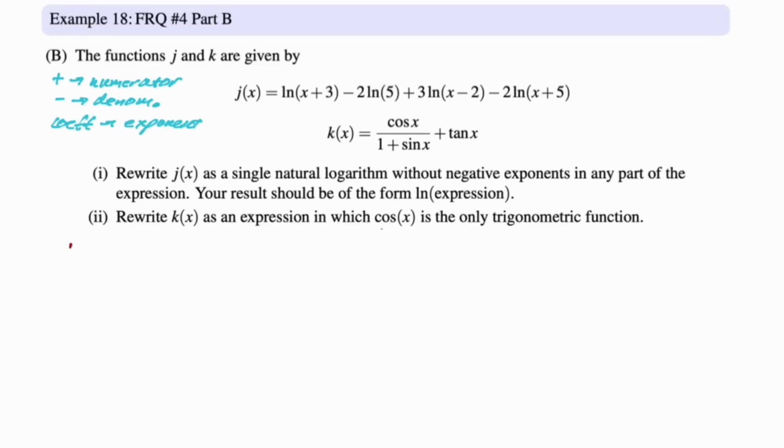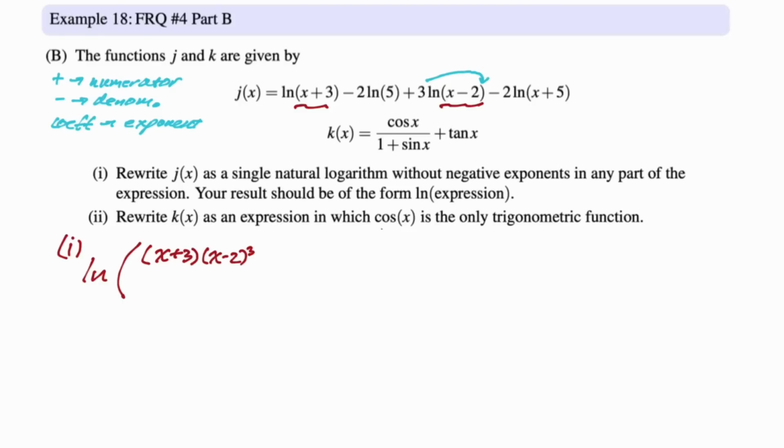So I usually start with one log and then a big parenthesis. Now I'm going to build my numerator. Anything that has a plus between them goes in, not like within x plus 3, that doesn't count. But we have plus natural log of x plus 3 plus 3 natural log of x minus 2. So this one's going in the numerator. And then the 3 will become the exponent, like coefficients become exponents. So this goes in the numerator, x minus 2 cubed.